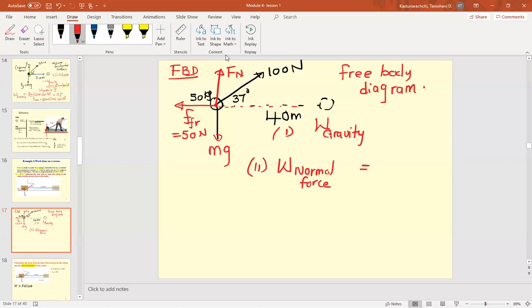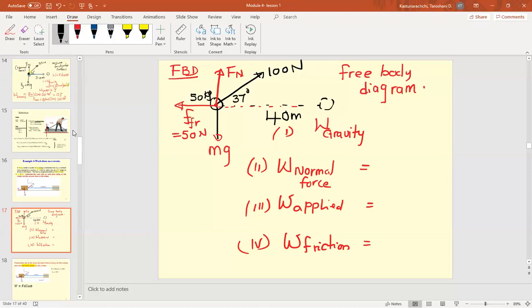What else? Now we have work done by the applied force, which is 100 newtons, right? And the fourth one, now we have a new one: we need to find out the work done by friction as well. Okay, and how do I find that? Work done by any force is F d cosine theta. This is my equation, and I just plug it in.